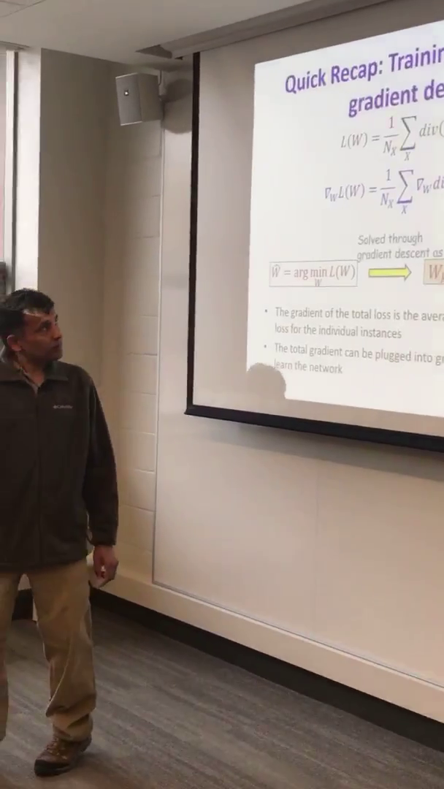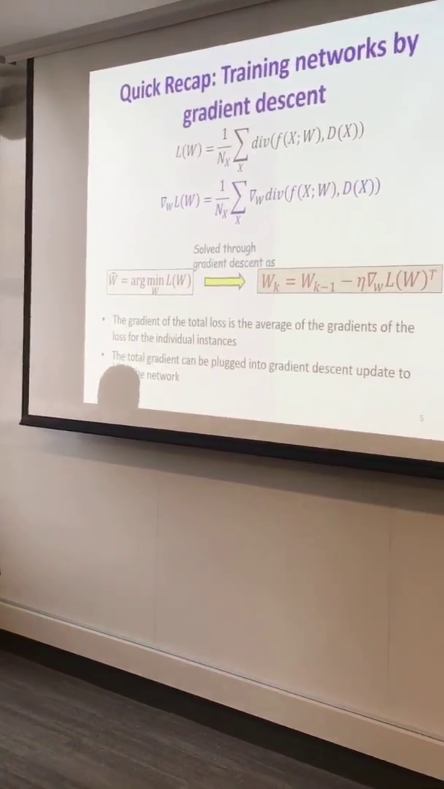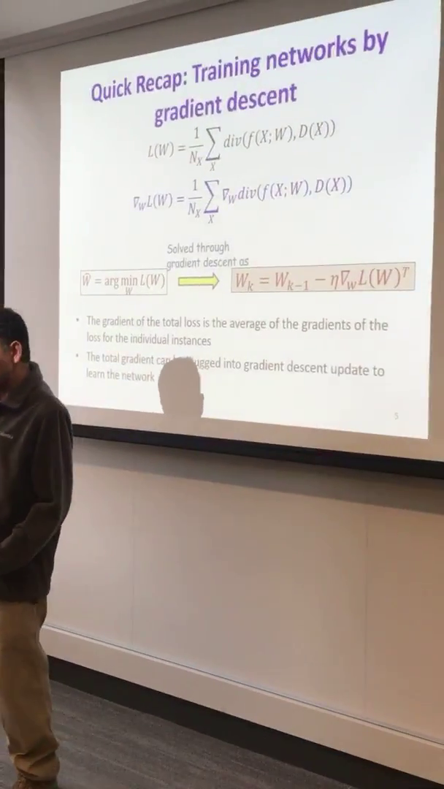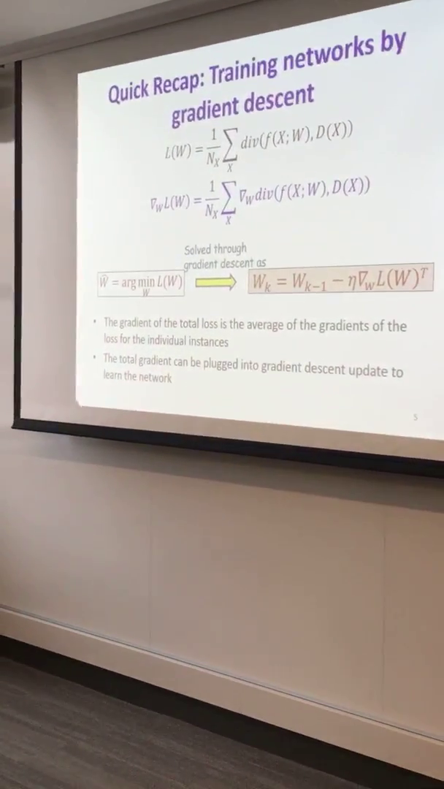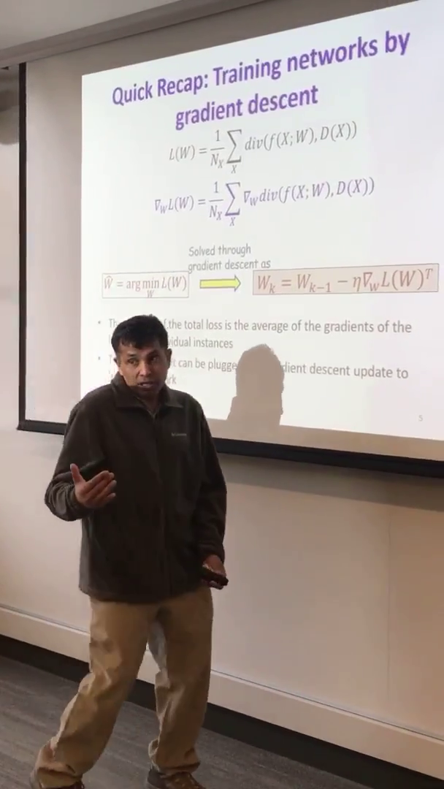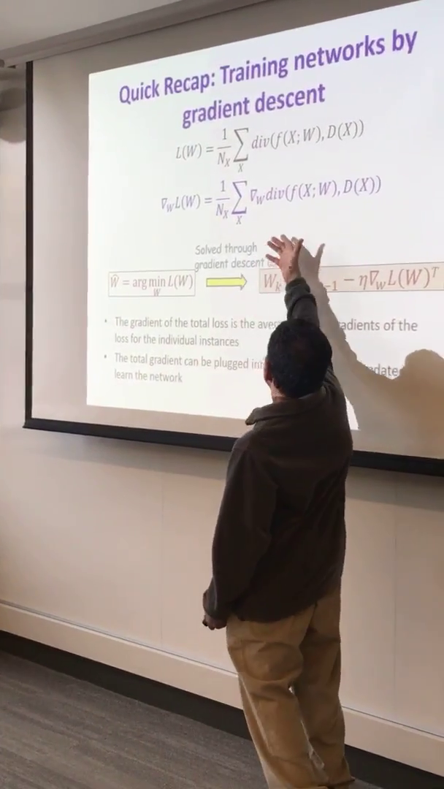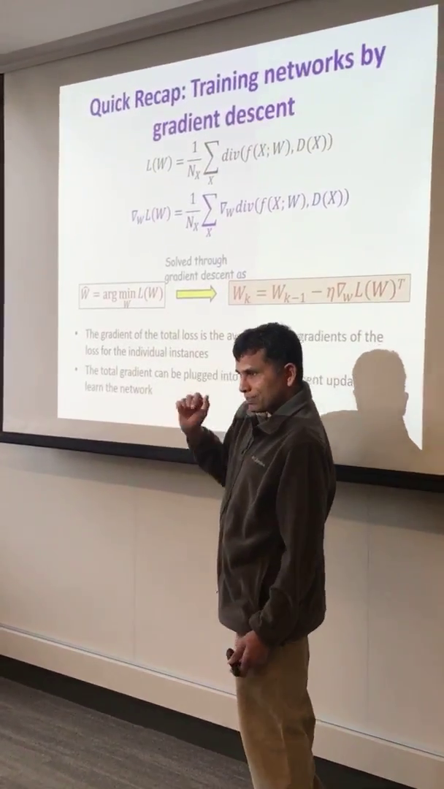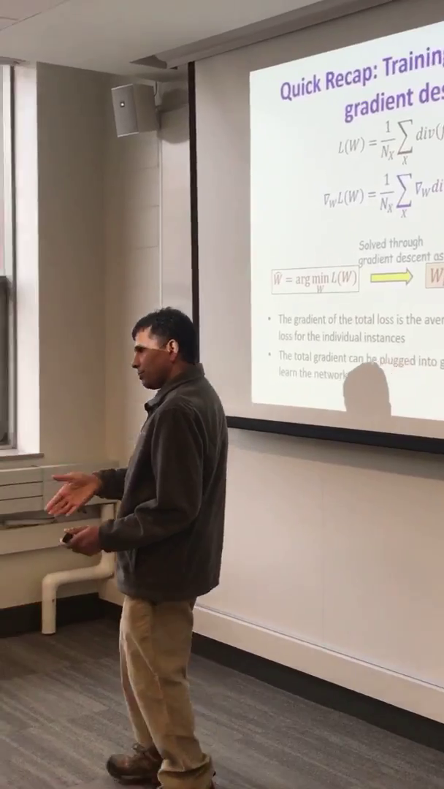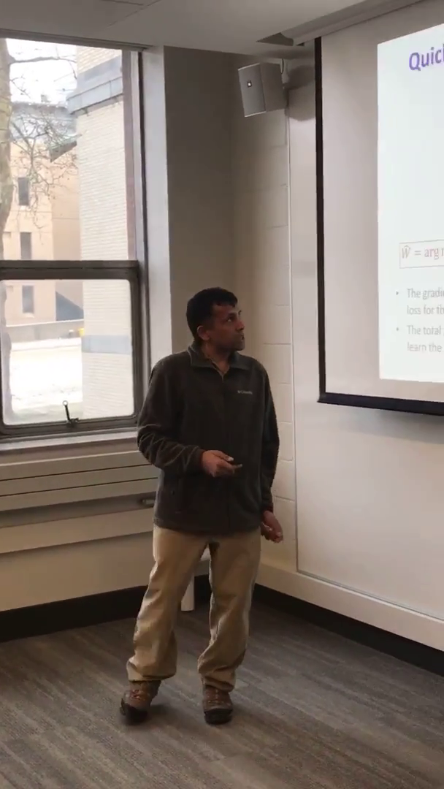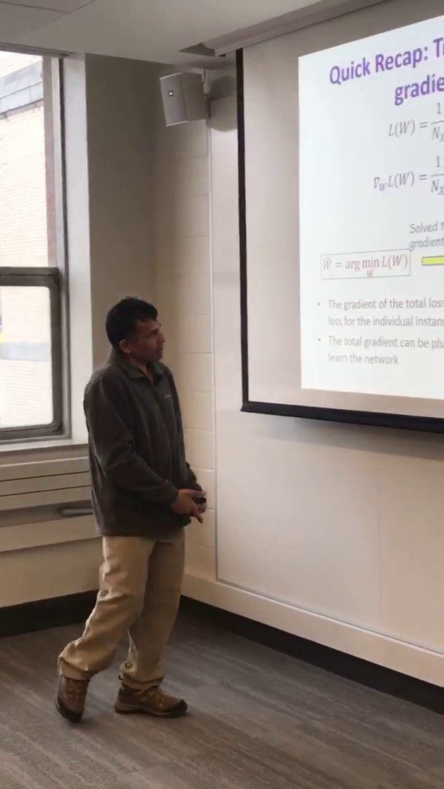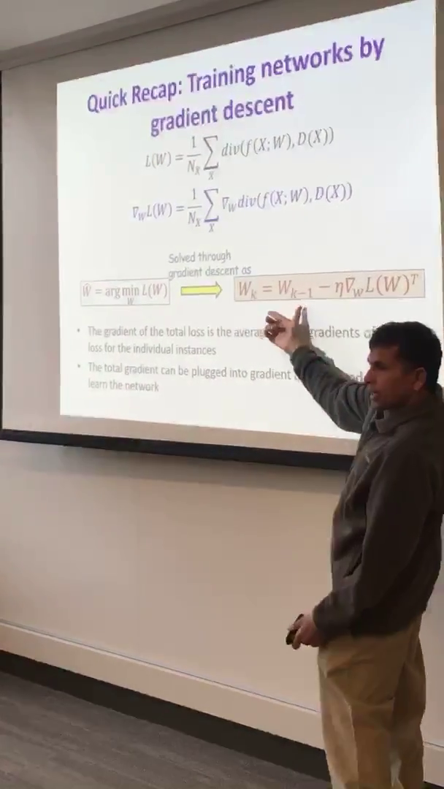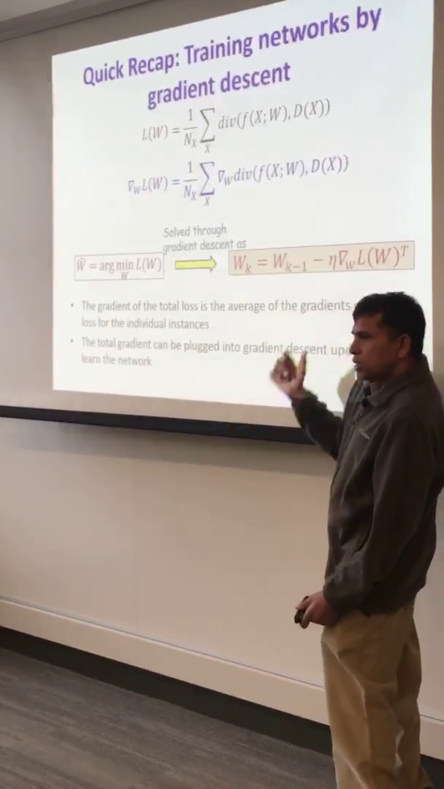So now once you've defined your average error, which is a function of the weights, you can actually define the gradient of this loss with respect to the weights. And the gradient of the loss is simply going to be the average of the gradient of the divergences for the individual training instances with respect to the weights, simply because gradient is linear, it just moves into the summation. And what we will actually do is to use that gradient in your gradient descent rule to estimate your weights.